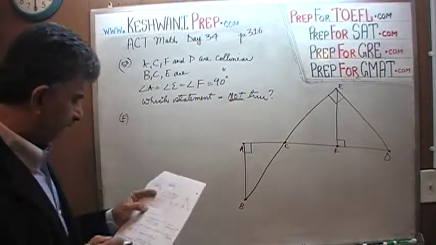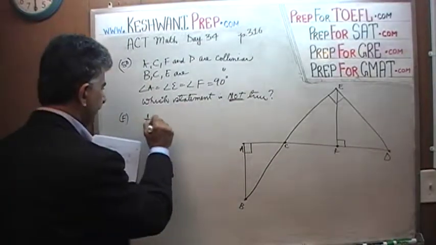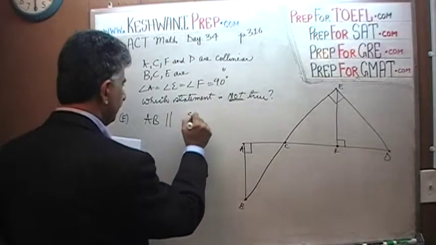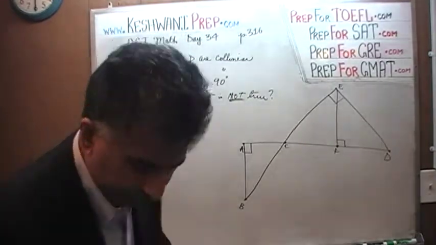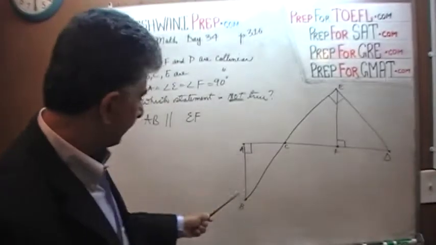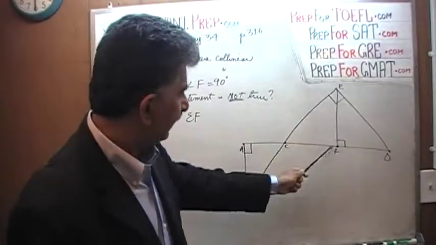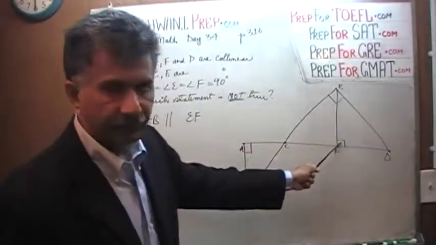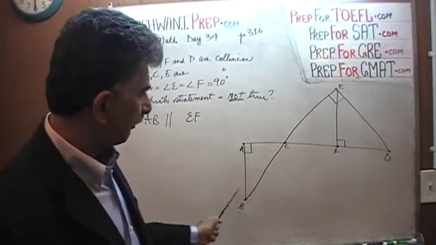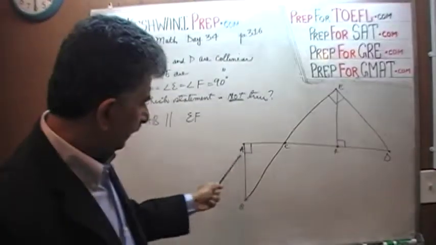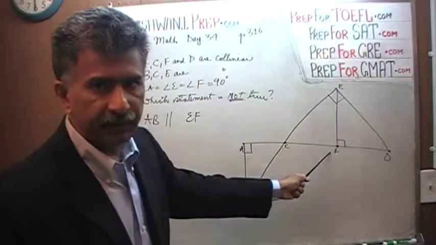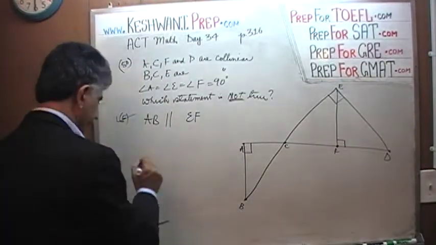In answer choice F, we are told that AB is parallel to EF. Let's find out where AB and EF are. Oh, AB is right here, and EF is right here. And this is 90 degrees, and that is 90 degrees. If they are both sitting perpendicular to the horizontal line, then AB would have to be parallel to EF. That statement is true.